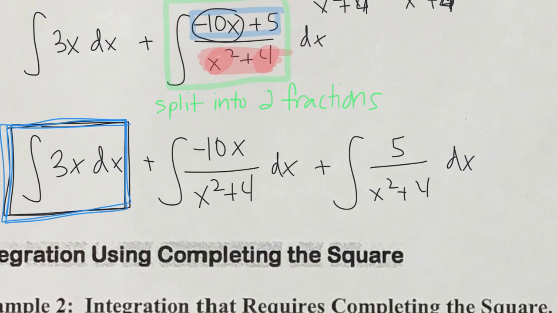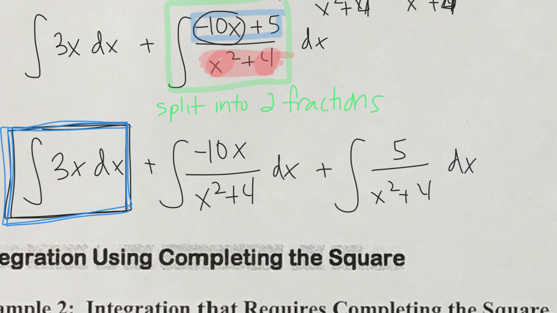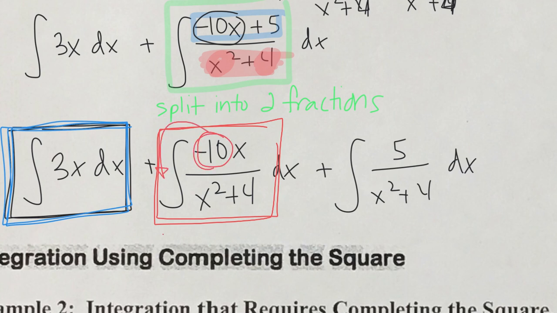Okay, now let's go back and look at this one. What type of integration method should we use here? Okay, if we pull the negative 10 out front, minus 10 times the integral of x over x squared plus 4, right? Maybe this is a good job for u-substitution. Because notice the numerator is almost the perfect derivative of the denominator. Okay, we have an x on top and we have an x squared on bottom. So this is a pretty nice u-substitution integral.